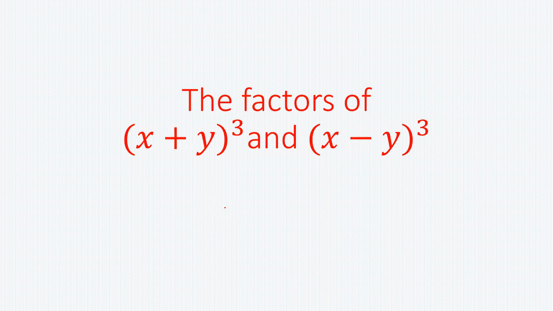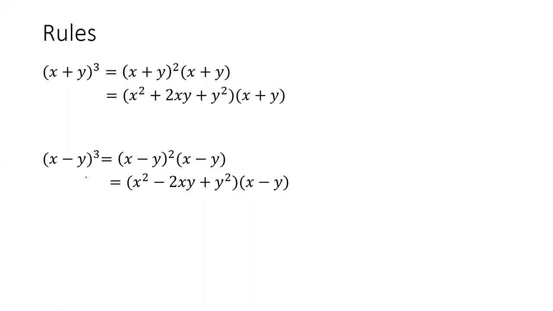Today, my lesson is about the factors of (x+y)^3 and (x−y)^3. At first, I'm going to show you these rules. (x+y)^3 we could write down like this: (x+y)^2 times (x+y) equals (x^2 + 2xy + y^2) times (x+y).